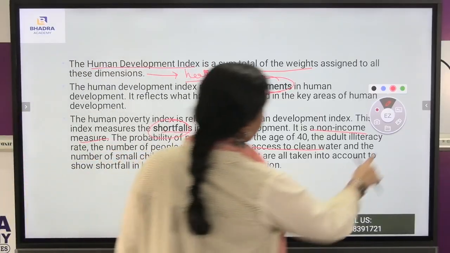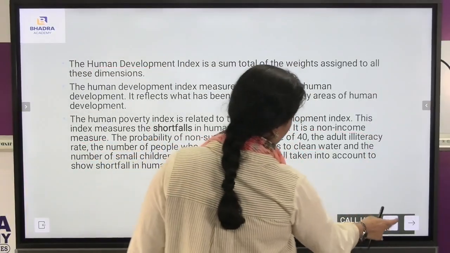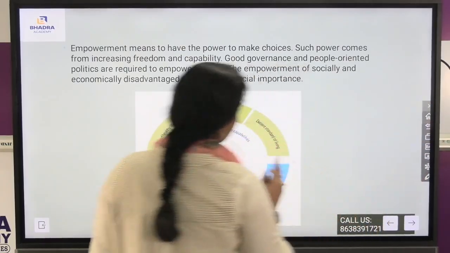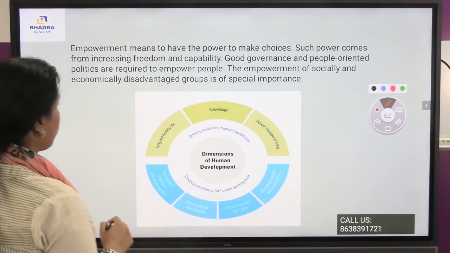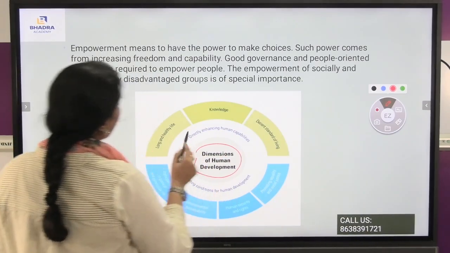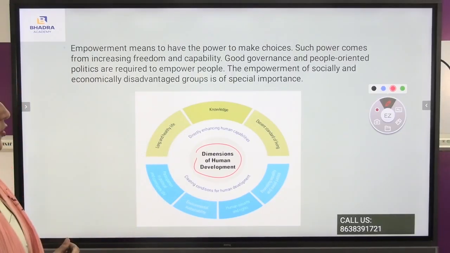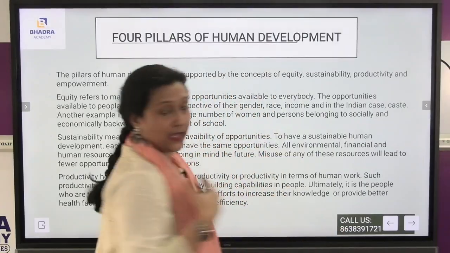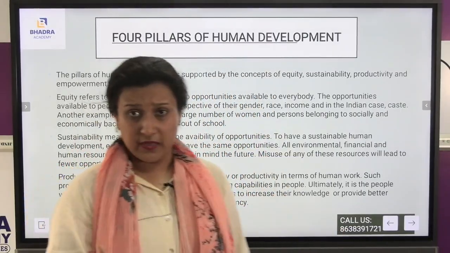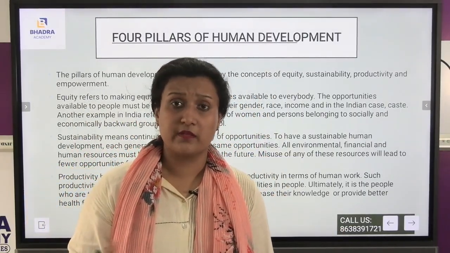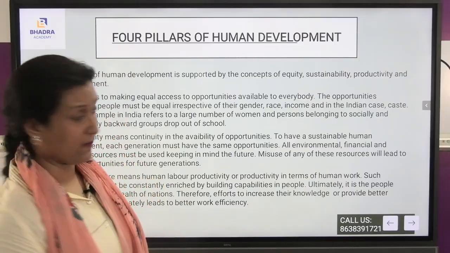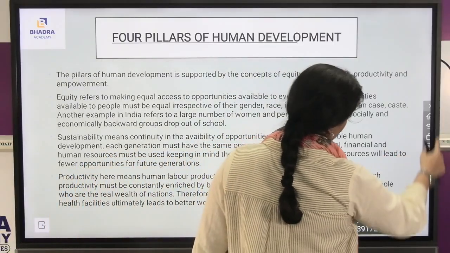One thing, let me recall. Here you see one thing. Just look at the diagram properly. Here are the dimensions of human development. Already we have studied the dimensions of human development: equity, sustainability, empowerment, and productivity. These are the four pillars of human development. There are other pillars as well.